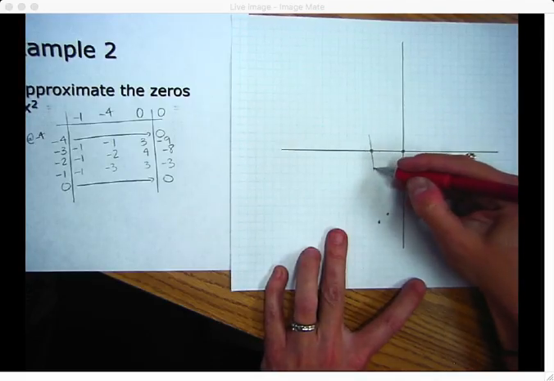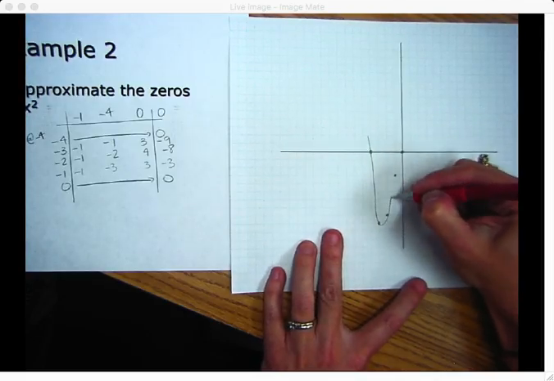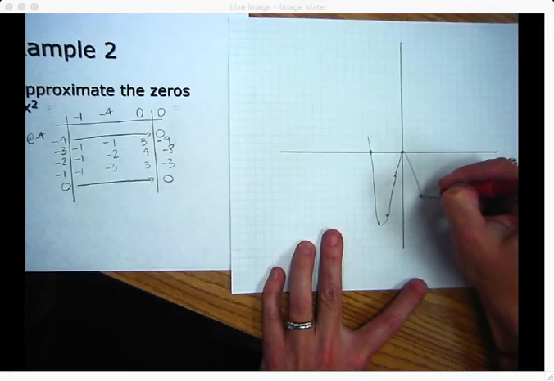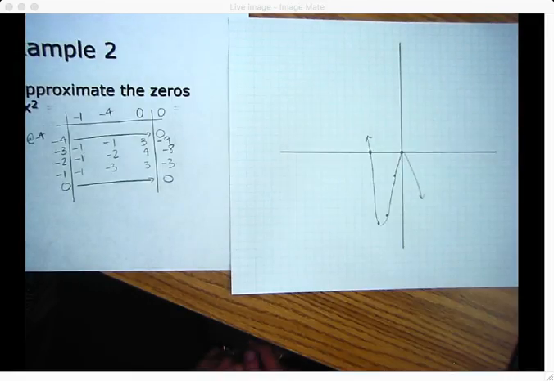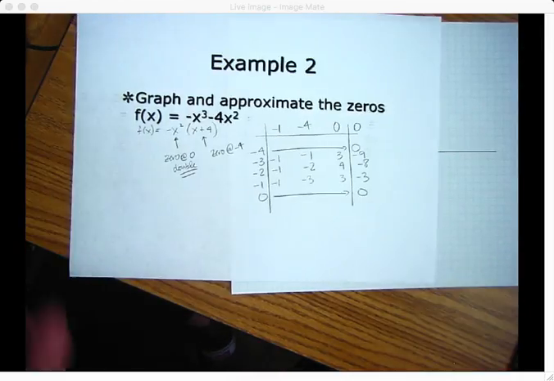Anyway, that means that my graph is going to touch that point and turn back around. Okay, so that's what that graph looks like. Again, if you can factor, go right ahead and factor. Use synthetic division to fill in the missing ordered pairs.